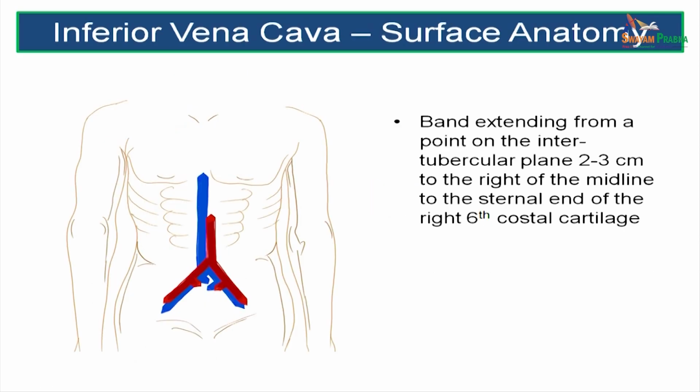Let's look at the surface anatomy of the inferior vena cava. This can be drawn from a point on the intertubercular plane 2 to 3 centimeters to the right of the midline upwards till the sternal end of the right sixth costal cartilage. Note from this figure that the inferior vena cava extends to the right of the abdominal aorta and it ends at a higher level.